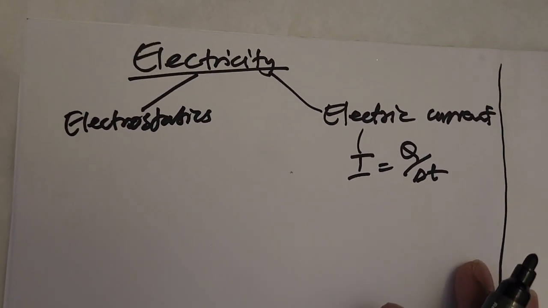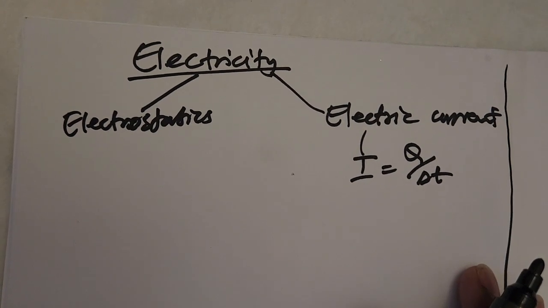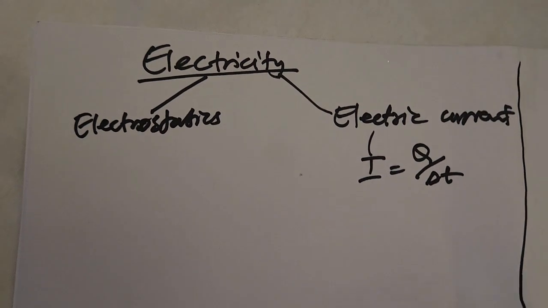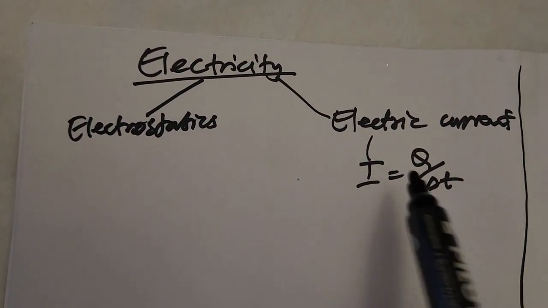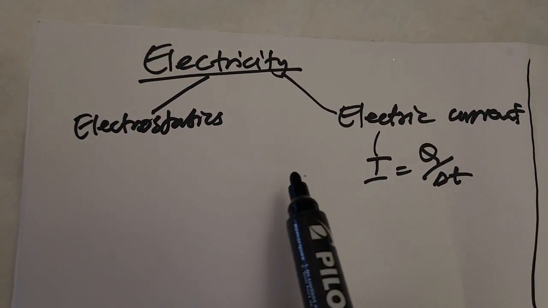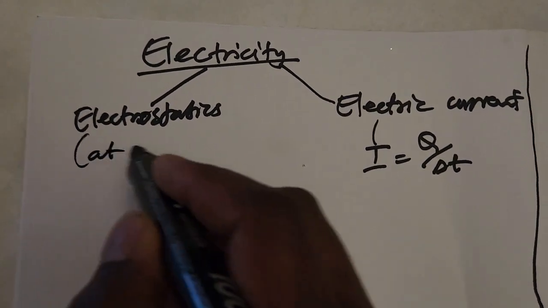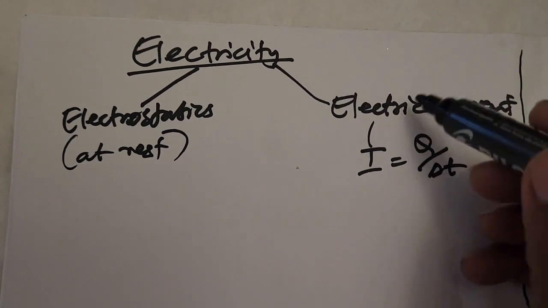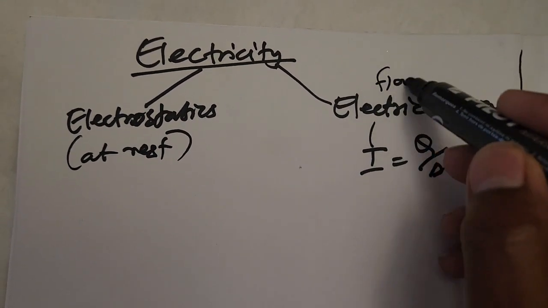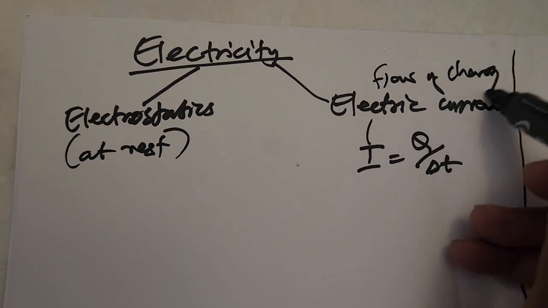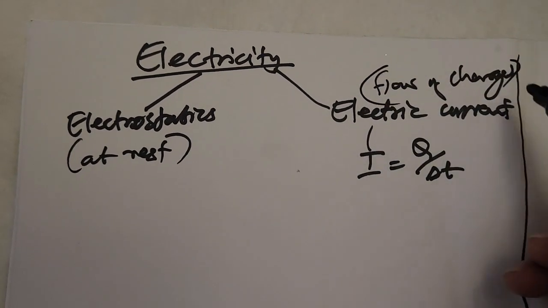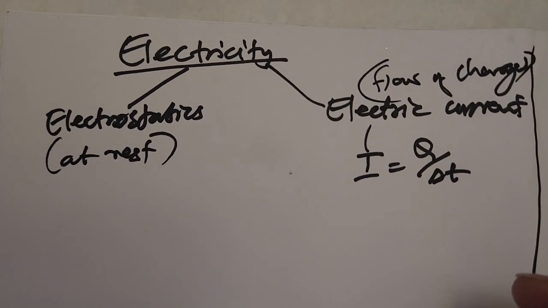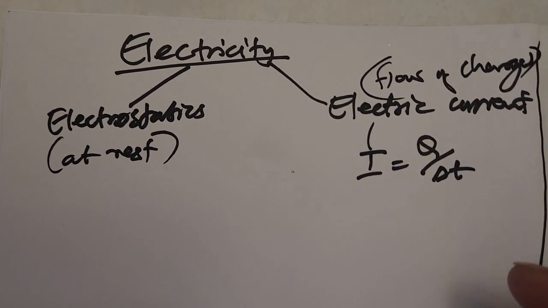We are back again with electricity, which will be focusing more on electric current. Remember, electricity consists of two branches. We have electrostatics, which deals with charges at rest, and then we have electric current, which deals with the flow of charges. When charges start to flow, we have electric current. Hence we have what we call conventional current, which flows from positive terminal to negative terminal.